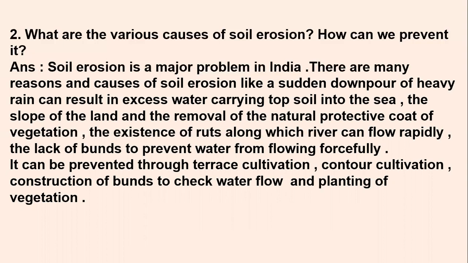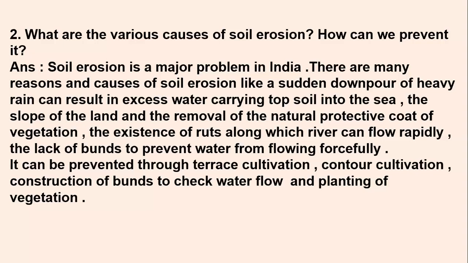Now let us see the prevention methods. How can we prevent it? We can prevent it through terrace cultivation. We should start cultivating small saplings and plants in our terraces. Then you can have contour cultivation. For example, in the mountainous regions, you cultivate tea and coffee plants very closely.